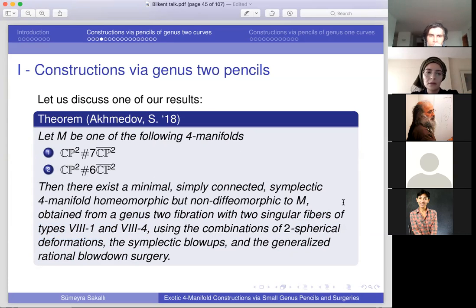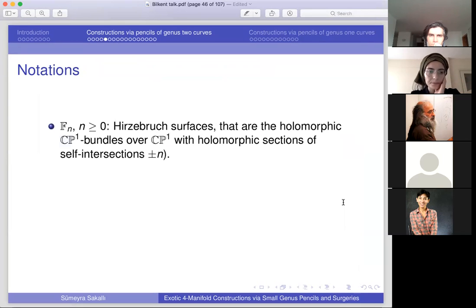And now I will give the proof idea. I will give some details for this theorem, and I need to introduce some notations. So Fn, n a non-negative integer, denotes Hirzebruch surfaces. These are holomorphic S2 bundles over S2 with holomorphic sections of self-intersections plus and minus n. We have two sphere sections, and the self-intersections are in this way.